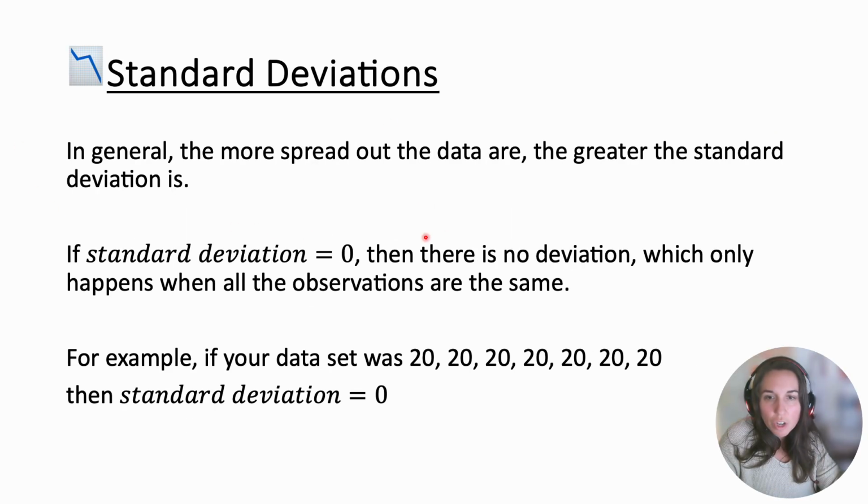So as a rule of thumb, in general, the more spread out the data, the greater their standard deviation is. If the standard deviation is 0, then there is no deviation, which only happens when all the observations are the same. If there's no spread, they're all right at the center. There's no deviation there. But if they're more spread out, that standard deviation is going to be bigger and bigger, because standard deviation measures the average distance any single data point is from the mean. So the more spread, the greater the standard deviation, the greater the distances. For example, if your data set was 20, 20, 20, 20, 20, 20, 20, then the standard deviation is 0. There's literally no spread from the mean.